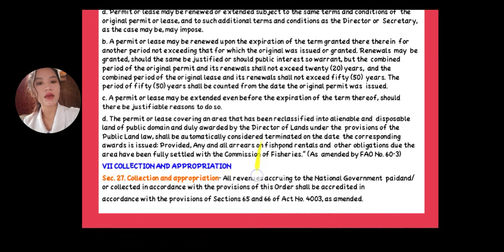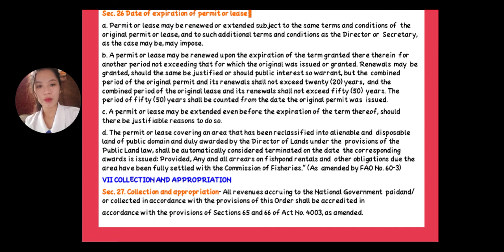So, Section 27, Collection and appropriation. All revenues accruing to the national government paid and or collected in accordance with the provisions of this order shall be credited in accordance with the provisions of Section 65 and 66 of Act Number 4003 as amended. So, we understand that all revenues accruing to the national government that you paid will be credited.